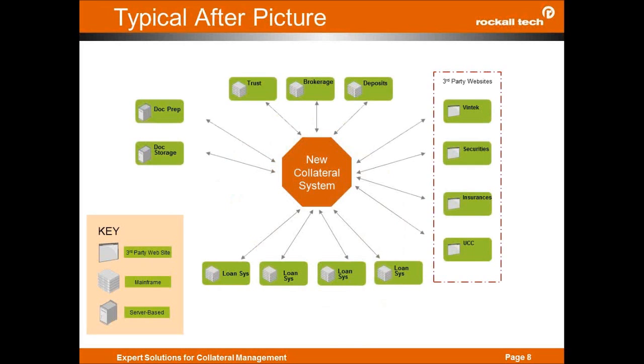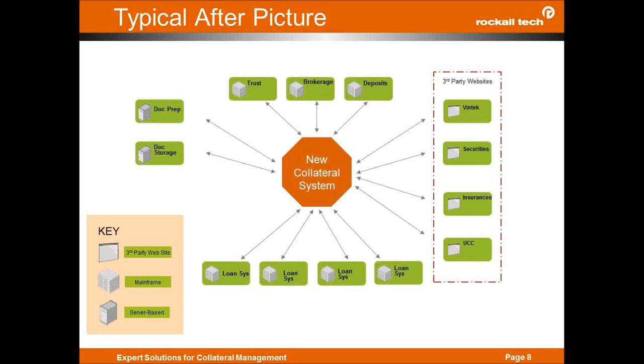So this is a typical after picture, and if an organization addresses collateral management in a unified approach, this is the type of picture they should be seeing versus the original picture where you've got systems and disparate systems all over the place. What you have here in this picture is one central system, one central process with business rules, workflow capability, and integration with various other systems in the organization.